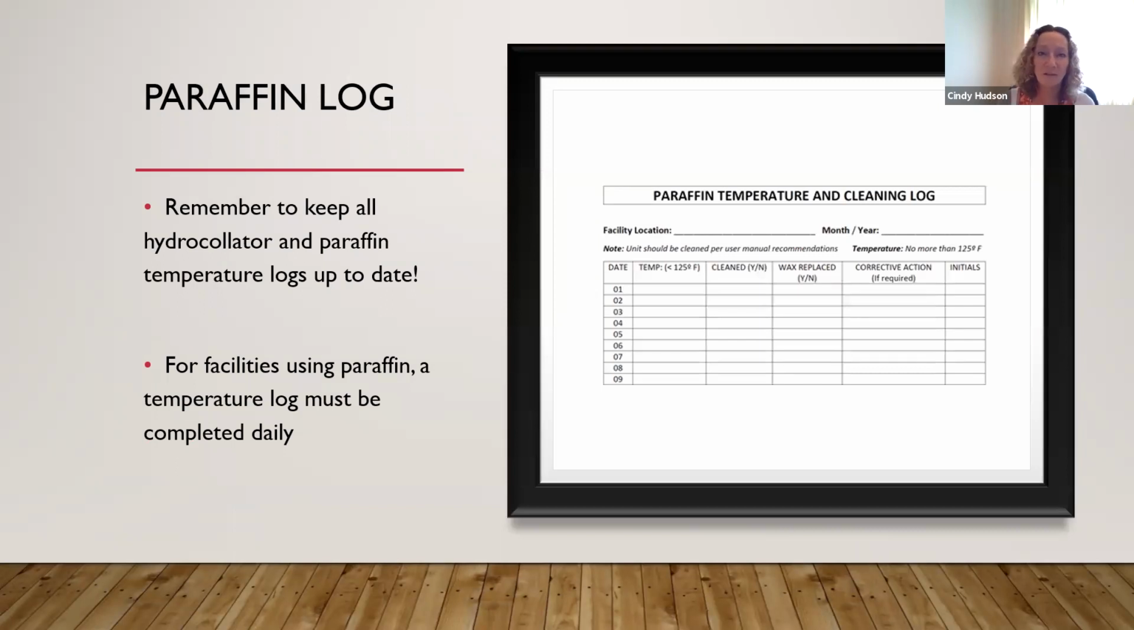Another new form, which is not really anything complicated, is a paraffin log, kind of like our hydroculator temperature log. You want to remember to keep all the hydroculator and paraffin temperature logs up to date. If they're unplugged, put away in a corner gathering dust, not a problem if the state comes in. But if you're going to roll out the equipment and plug it in, make sure you start these temperature logs so that we can prove to the state that things have been cleaned on a routine basis, things have been checked on a routine basis, and we know that they are safe to use with our patients. Again, we need to do that daily, just like we do the hydroculator log, if we're using paraffin.